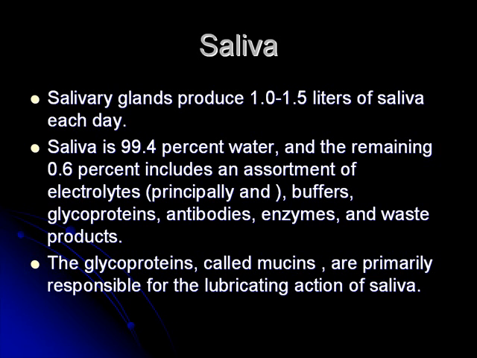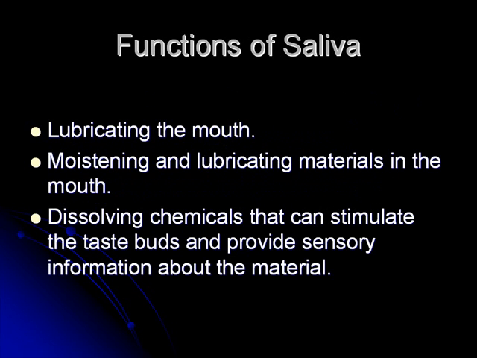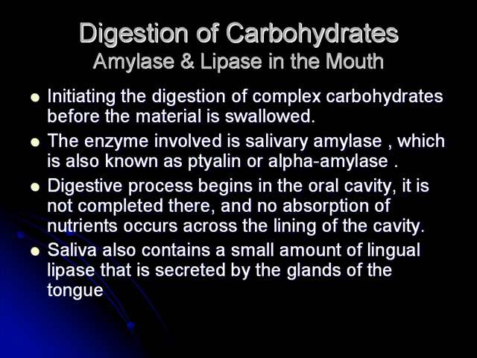Glycoproteins, called mucins, are primarily responsible for the lubricating action of saliva. Buffers in saliva keep the pH in our mouth about 7 and also prevent the buildup of acids produced by bacterial action. In addition, saliva contains antibodies, IgA, and lysozymes that help control the population of oral bacteria. Lubricating the mouth is also another function of saliva, along with moisturizing, lubricating materials in the mouth, and dissolving chemicals that can stimulate taste buds and provide sensory information about the material.